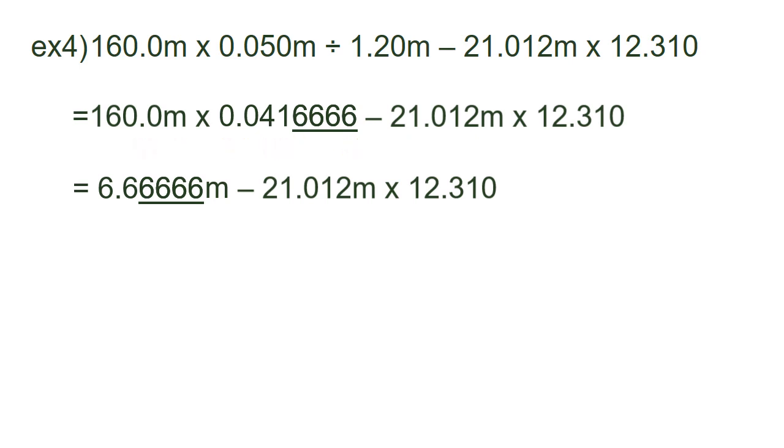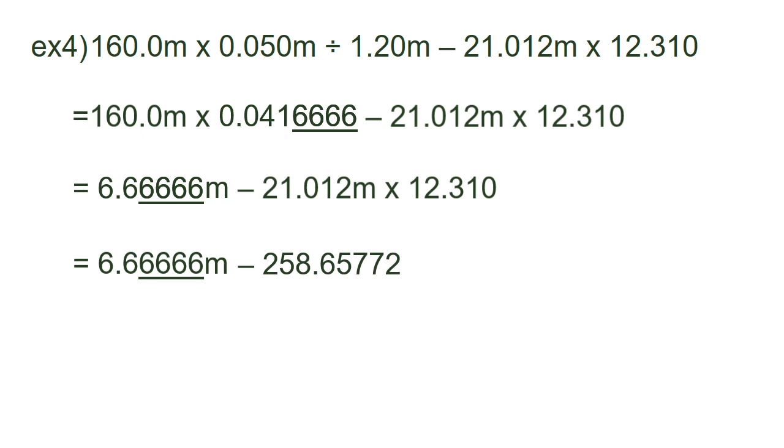Now that 6.6 repeating number, I will drop down, and I'm going to subtract the product of 21.012 multiplied by 12.310. So when I carry out that multiplication step in my calculator, I get 258.65772. When I multiplied those numbers, that was 5 sig figs multiplied by 5 sig figs, so my answer is 5 significant figures, so 258.65 is significant. Everything else is not, so I underline 772. My units, so I had meters multiplied by something with no units, which will give me meters.